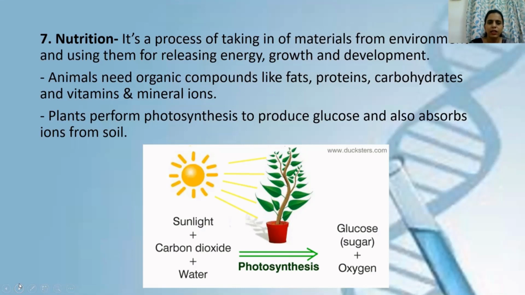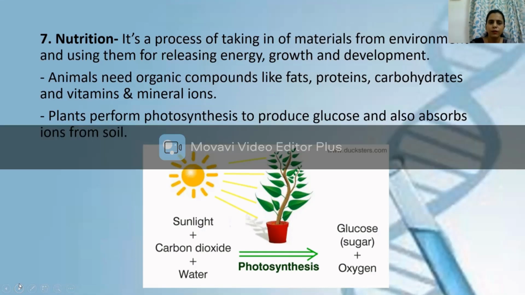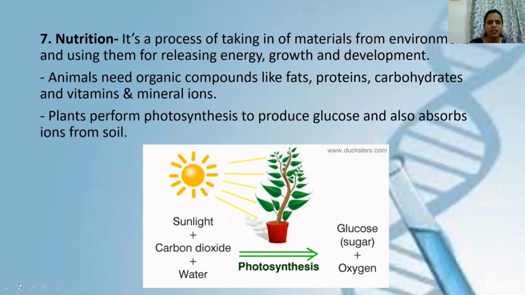Okay, animals need organic compounds like fats, proteins, carbohydrates, and vitamins and mineral ions, whereas plants perform photosynthesis to produce glucose and also absorb ions from the soil. Okay, more about nutrition you will learn in further units. About all these characteristics of life, actually in detail, you will learn in every single unit.